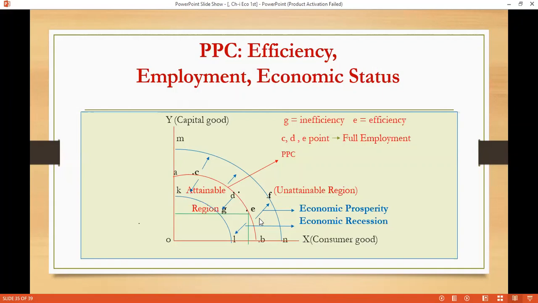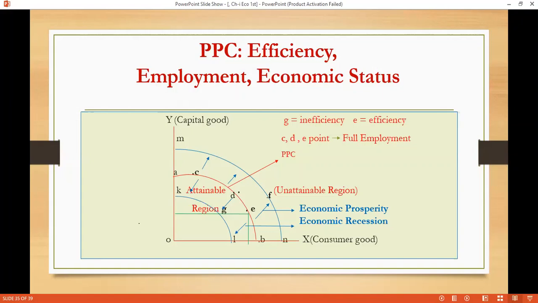So this arrow mark is showing the outside PPC. PPC is going to the upper side. That means it is economic prosperity. And this arrow mark shows the lower PPC, that is economic recession. Economic recession means when economic activities become less. There is less investment, less capital goods, less employment. This type of situation is called economic recession.